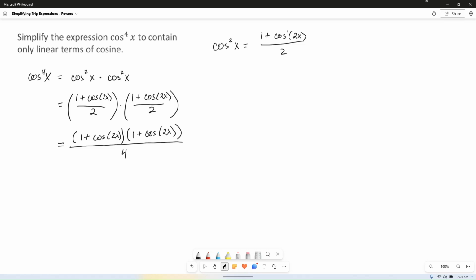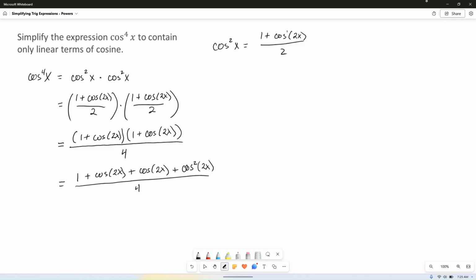So to FOIL, we're going to take our first numbers there. So 1 times 1, which is a 1. The outside numbers is going to be a 1 times the cosine of 2x. So that's the cosine of 2x. The inside is also going to be another cosine of 2x. And then the last two terms are going to give us a cosine squared of 2x. Again, all of that sum is still over 4.